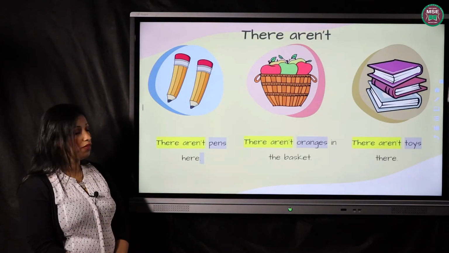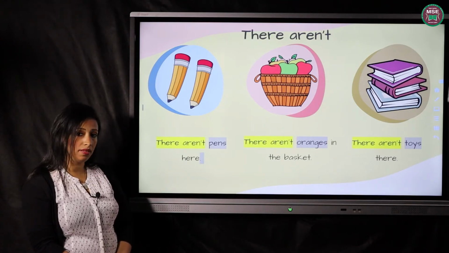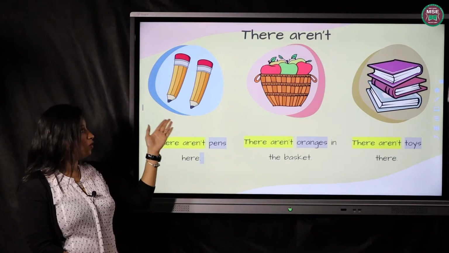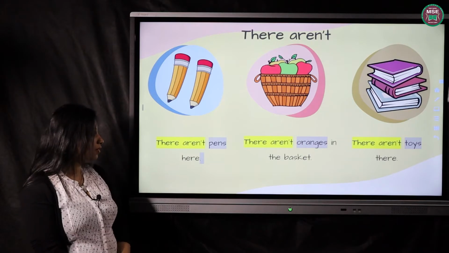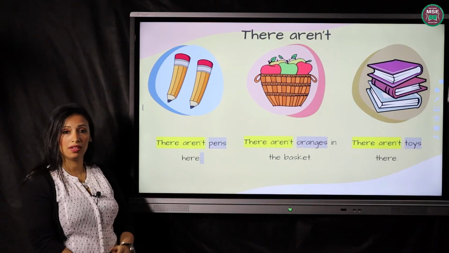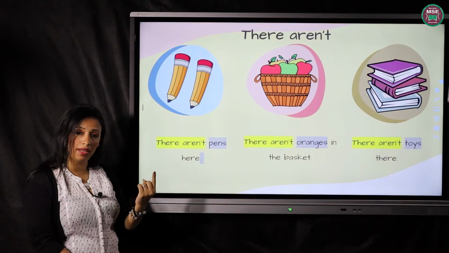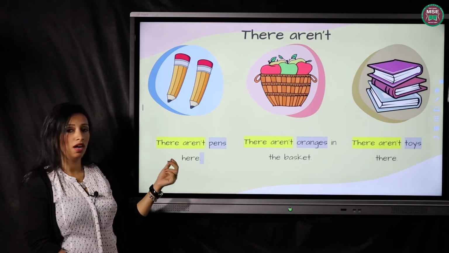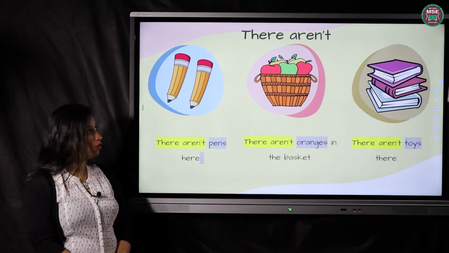Okay, look at the picture. The first sentence, there aren't pens here. Look here. Those are pencils, not pens. So that's why we said there aren't pens here. We are talking not about one pen, but many pens. That's why we are going to use there aren't. And you have to put not for the negative form.